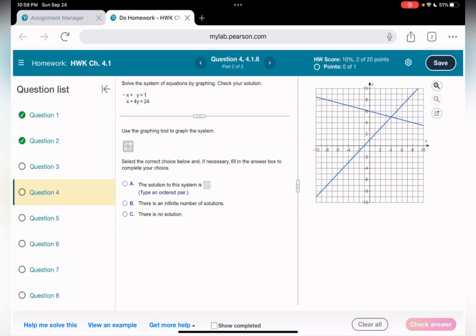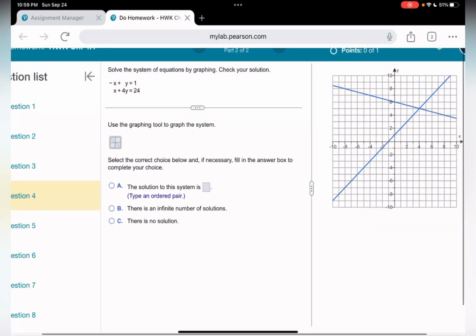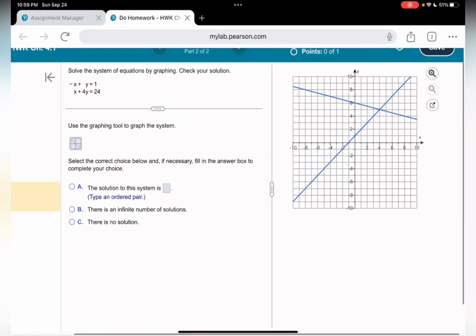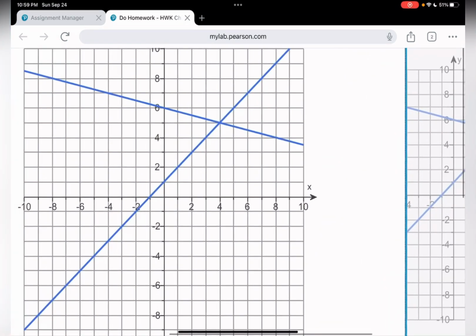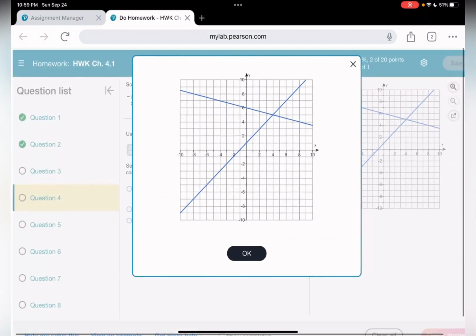Okay, excellent. Now it's going to ask for the solution. For the solution, what are we going to do? The solution of two equations is this common point here where they cross each other, which is going to be x is 4, y is 5. 4 and 5. So let's write it down.